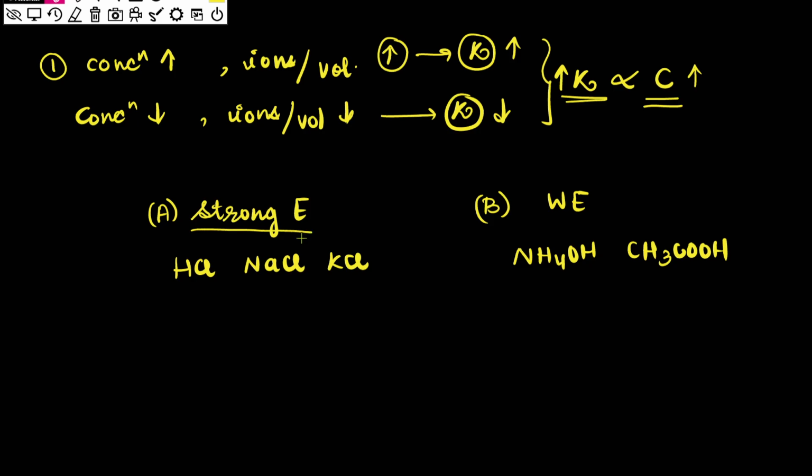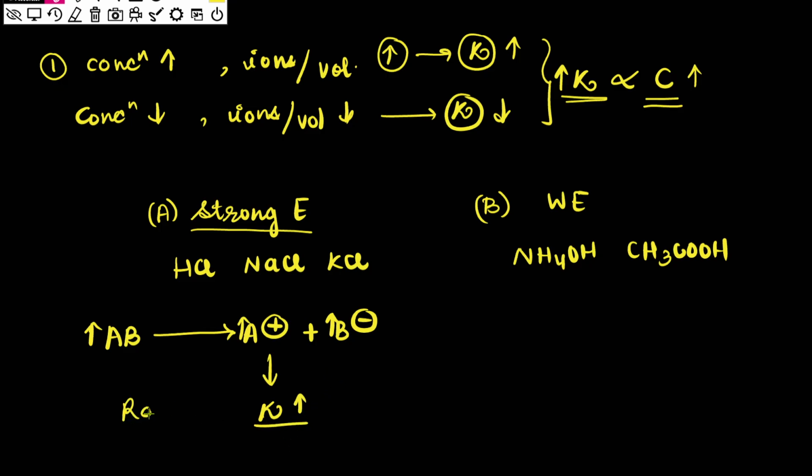So in the case of strong electrolytes, if you are increasing the concentration, then the number of free ions per unit volume will increase. Why? Because you are increasing the concentration of AB, and this AB being a strong electrolyte will directly and immediately dissociate into A plus and B minus. So the more the AB, the more will be the A plus and B minus, and because of this the more will be the conductivity. So I can say that the conductivity will increase rapidly. As we are increasing the concentration, the conductivity increases rapidly.